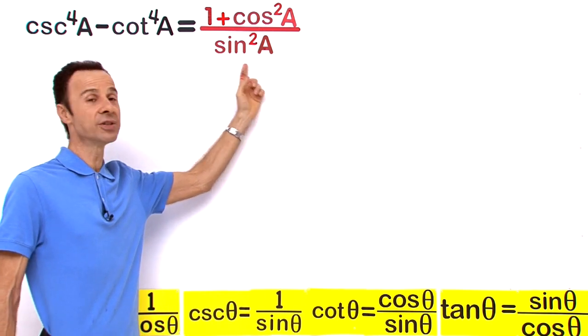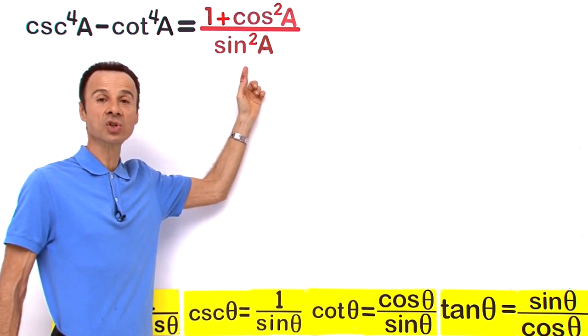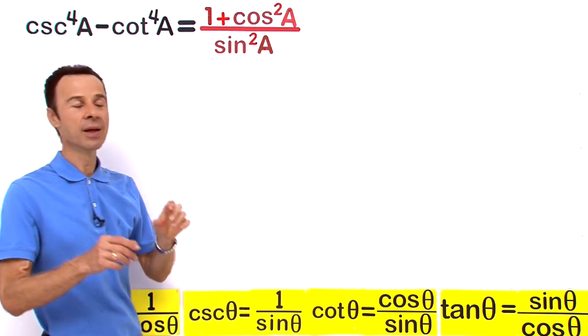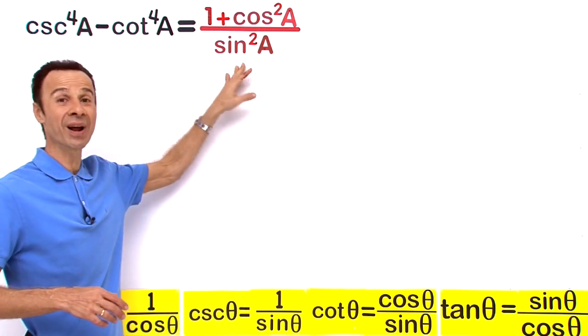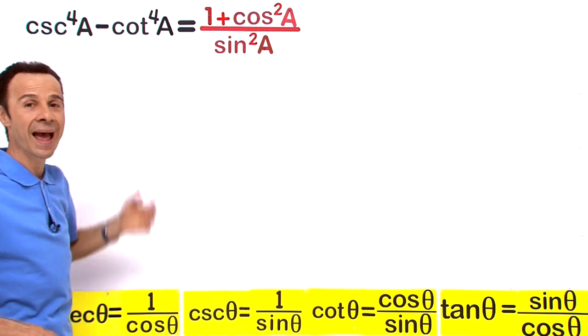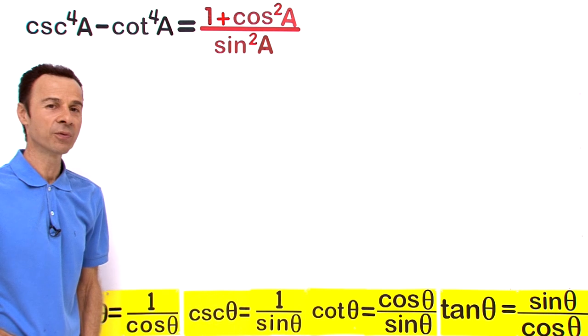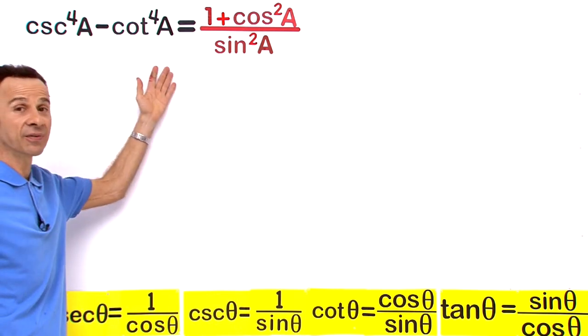And that is, on the denominator, you might notice we have sine squared a. I want us to work with this side and keep in mind that we're going to put as many sine squared a's on the denominator on this side as we can. So first things first, let's see if we can focus on simplifying this left-hand side.